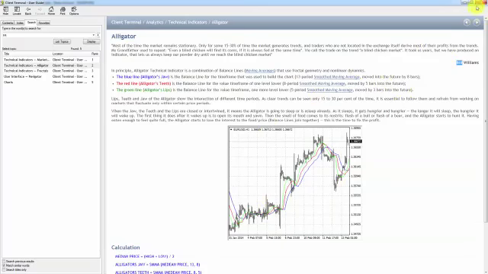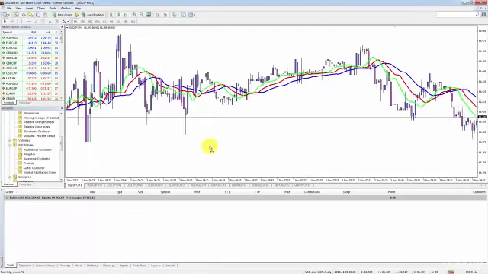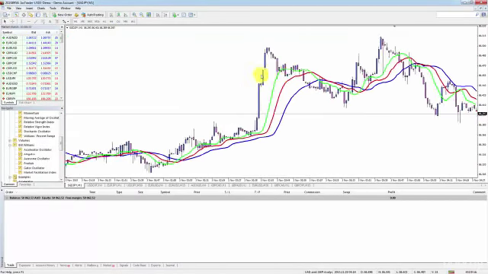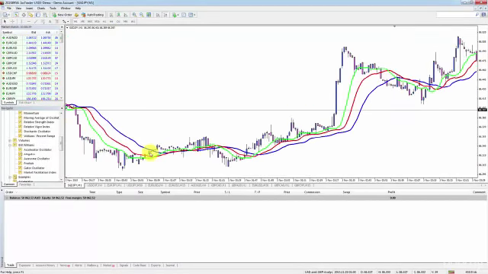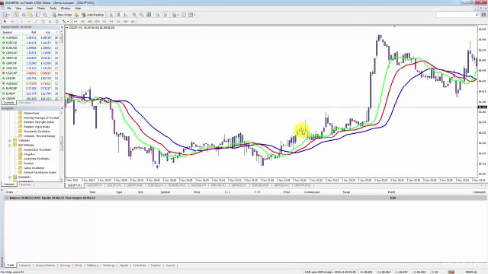And what this story means is that this line is supposed to be an alligator, think of it metaphorically as an alligator. So here the lines are intertwined, so the alligator is asleep. But then once the jaws, or in this case, what is this? The lips are above the teeth, above the jaws, the alligator is waking up and is hungry and it wants to eat. And so therefore you get a movement.